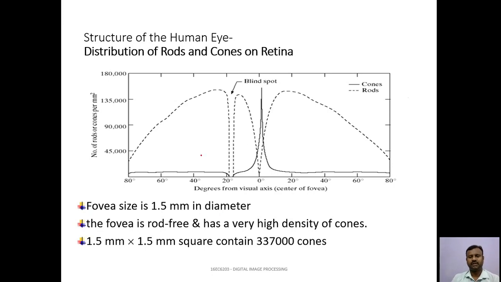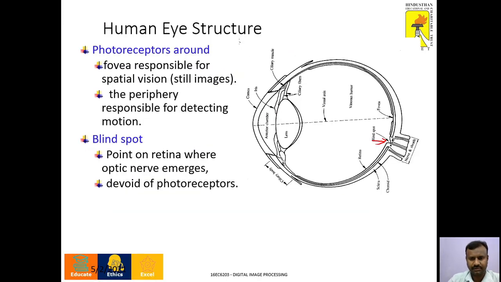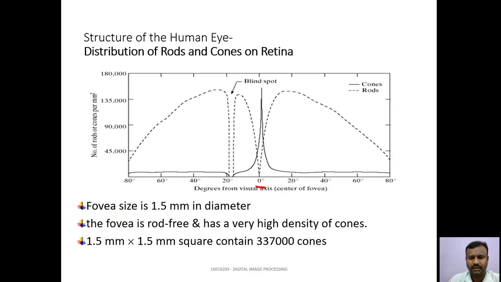So this is how the photoreceptors are distributed along the retina. If we look at this, 0 degree represents exactly the visual axis. If you look at the structure, we have a dotted line. This is called the visual axis. So the fovea is exactly at the 0 degree location.